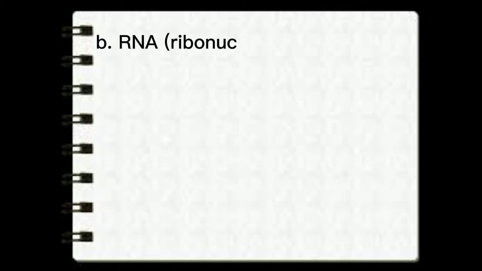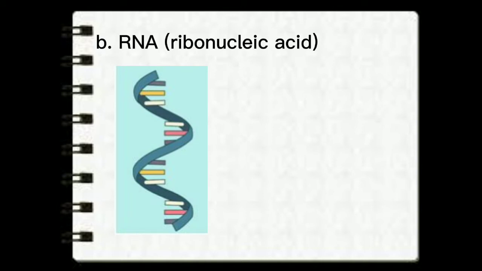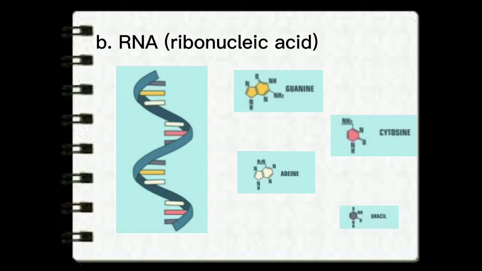Second is RNA. RNA stands for ribonucleic acid. Like DNA, RNA is a long strand made up of building blocks called nucleotides. But unlike DNA, RNA has a single chain and does not entwine in a double helix. RNA is a single-stranded molecule with no helix. The four bases are guanine, cytosine, adenine, and uracil instead of thymine.